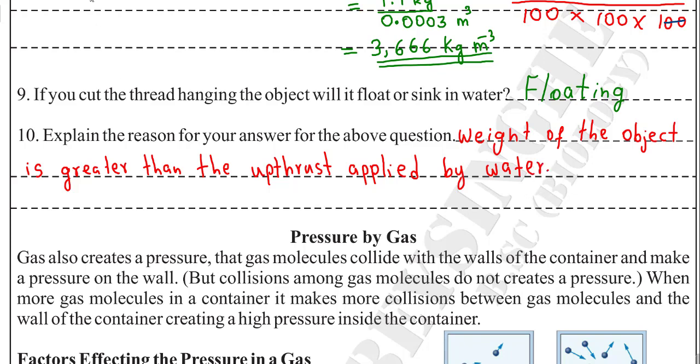Another thing we can tell, the object is denser than water. The density of the water we calculated and got 1000 kilograms per cubic meter, but this object is much denser than that, 3600 like that, right? The object is denser than water.